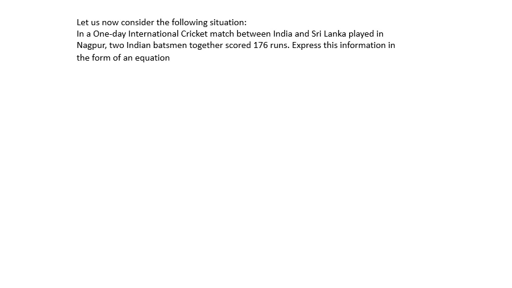Let us now consider the following situation. What is the situation here? Now in a one-day international cricket match between India and Sri Lanka played in Nagpur, two Indian batsmen together scored 176 runs. Okay, there are two batsmen here. So let us mark the batsmen. One batsman is standing here and another batsman is over here. Now this is the pitch. Let us consider this as the pitch, and then there is the stump. 3 stumps are there here, and here also 3 stumps are there.